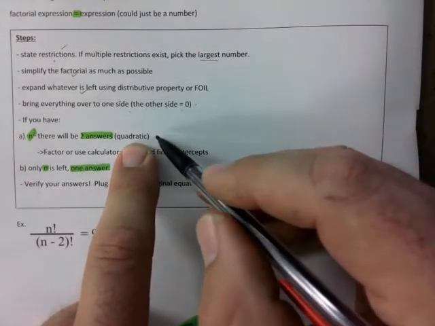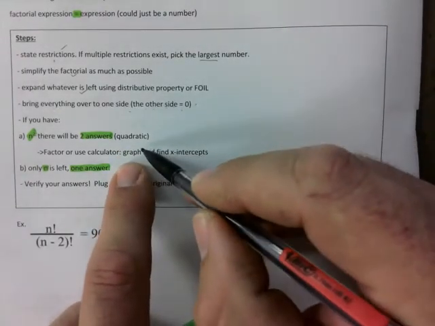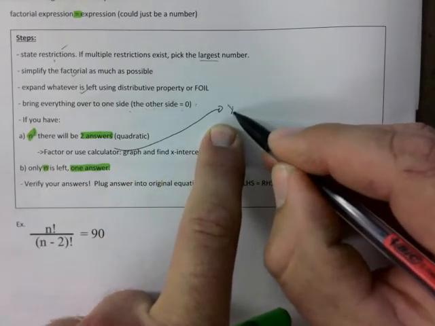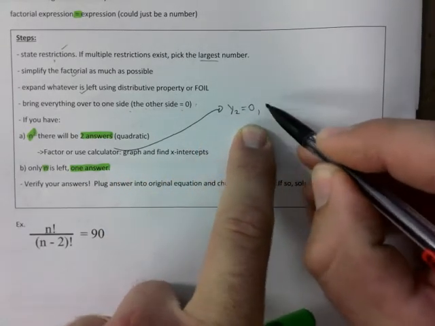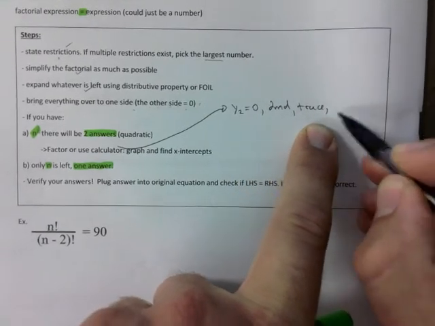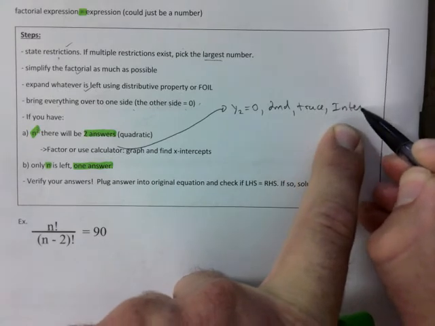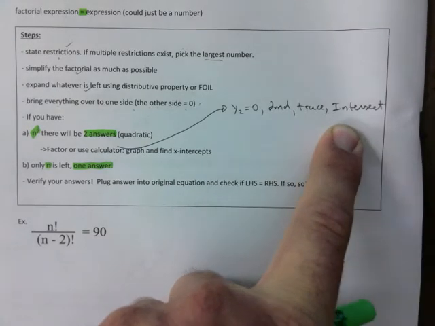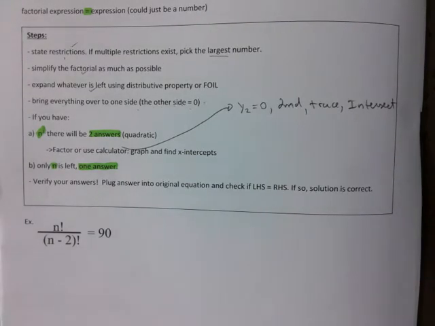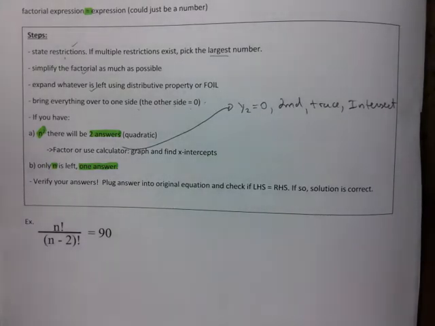Watch this. Just for you guys here, using the calculator, we let y2 equal 0, and then we go second, trace, intersect. Okay, second, trace, intersect. That's how you use the calculator to find the x-intercepts. And some of you know what I'm talking about, and you'll actually prefer using the calculator.